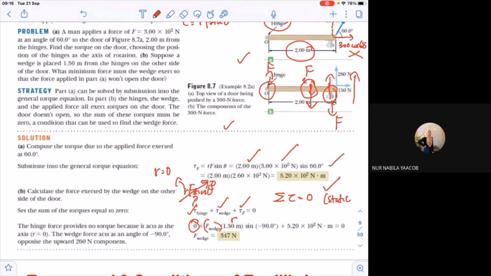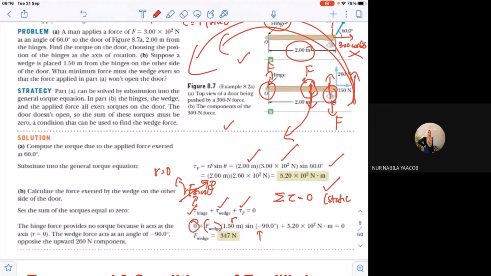In our words, we try to make the door turn counterclockwise, because the door will be moving like this, counterclockwise, but the wedge is actually holding the door so that it won't open. So the wedge will be in the clockwise direction. So that's why there is a negative value here.